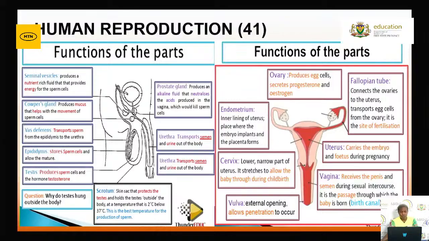So now we move to another topic, which is human reproduction, and it will be out of 41 marks. Please, guys, remember all the parts stipulated on your examination guideline together with the functions. Remember the accessory glands. Most of the time I call them the SPC: seminal vesicle, prostate gland, Cowper's gland. And then we also have the vas deferens; know the position, know the function. And then epididymis, testes, scrotum, and urethra, please.